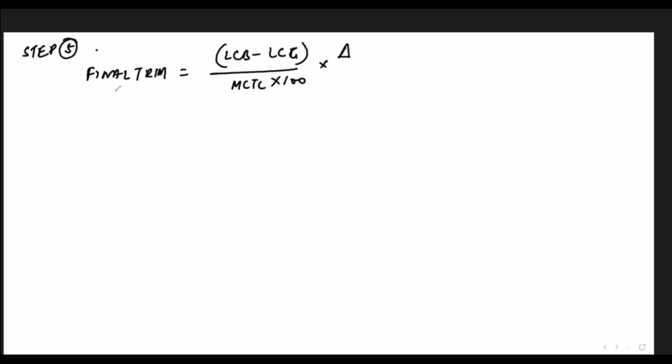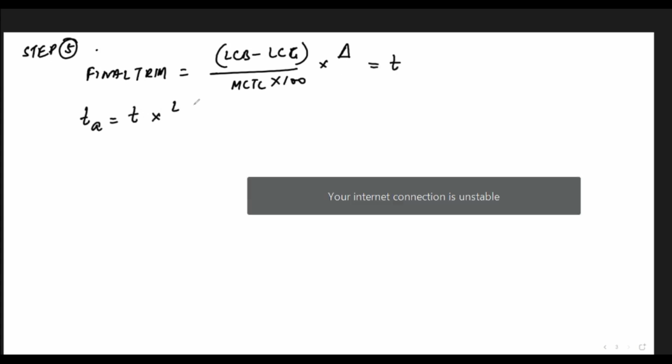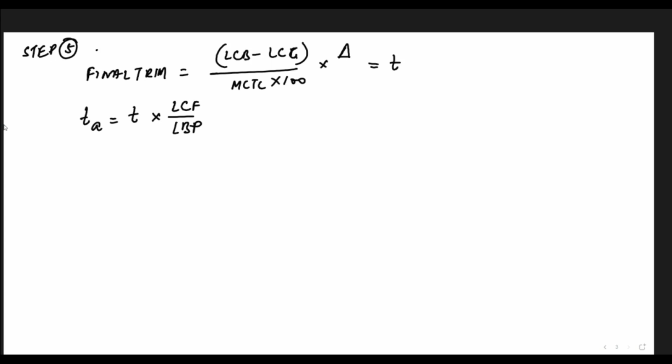I can calculate TA now. TA is equal to T into LCF by LBP. We have TA. Now hydrostatic draft, plus or minus? Sir, plus. Plus TA.